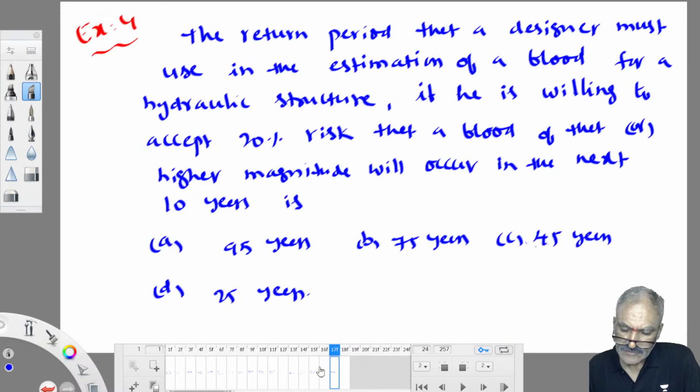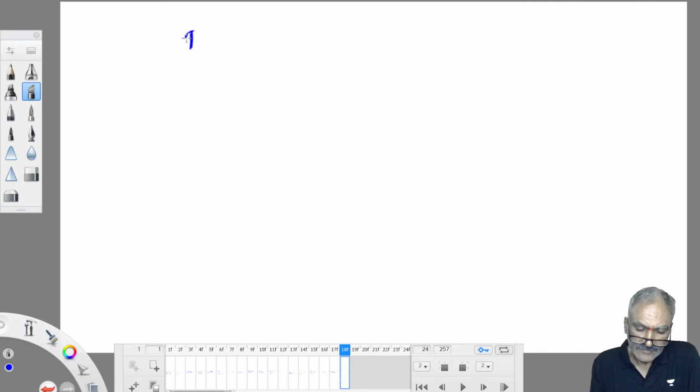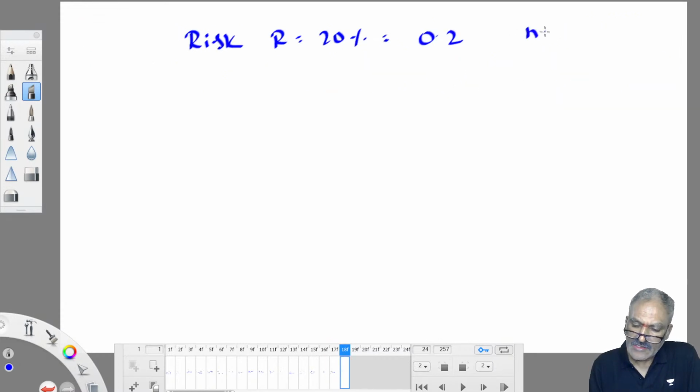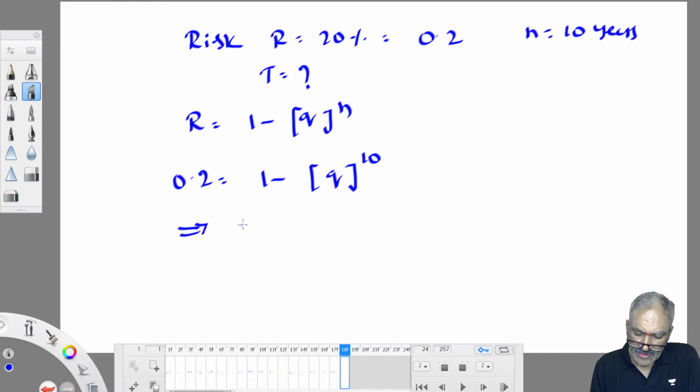Come on, what is given there? Risk is given. He is willing to accept a risk of 20%. So risk R is 20%, nothing but 0.2. For the next 10 years, small n is 10 years. I have been asked to find the return period he has to choose. So R is equal to 1 minus q power n, with R as 0.2 and n as 10. From this, work out the q value.